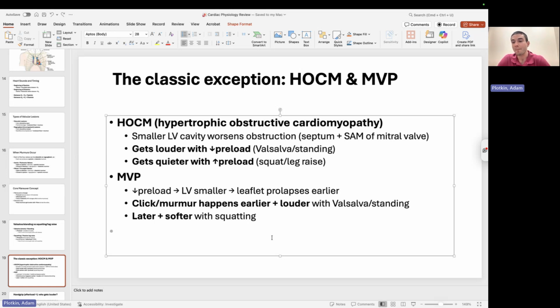But basically, all murmurs get louder with increased flow, with increased preload, except HOCM and mitral valve prolapse, right? For the sake of Step 1 and Step 2, these do the opposite, and I kind of explain the physiology and pathophys there. Mitral valve prolapse is actually quite common. Some literature says like 15% of the population. It's usually more common in women than men.